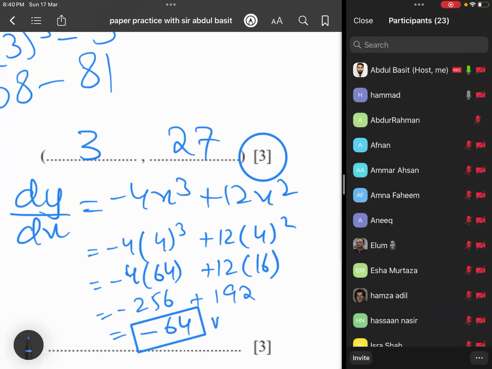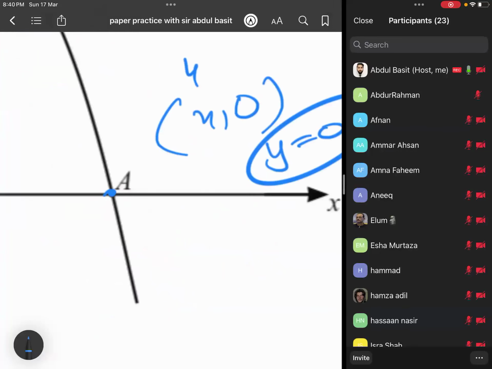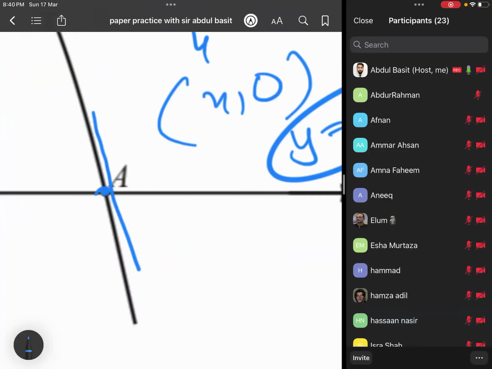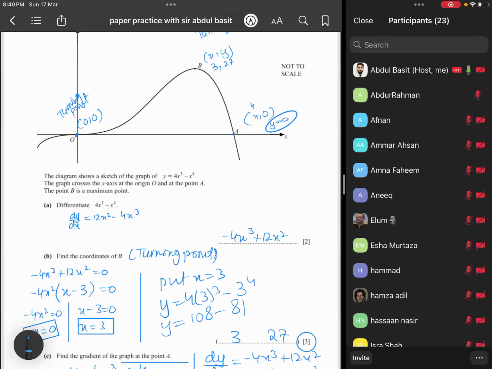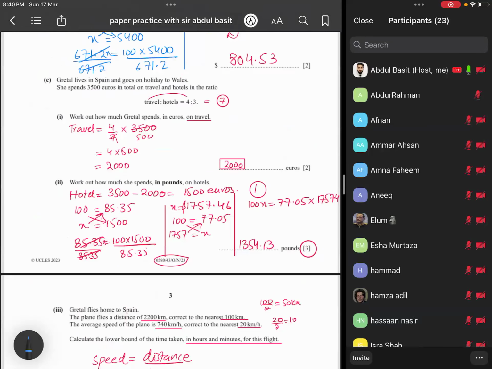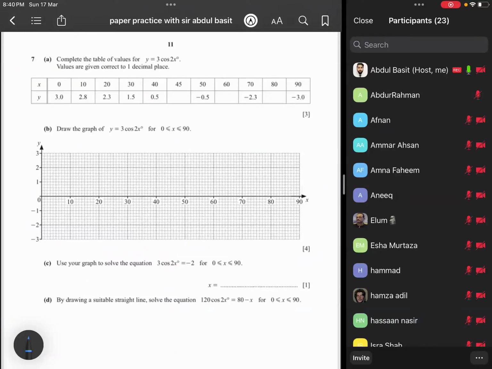Negative 64 is the gradient. Yes or no? Yes, sir. अगर देखो पॉइंट ए पे अगर मैं कोई टेंजेंट लगाऊं तो देखो नेगेटिव ग्रेडियंट आएगा. यस और नो? जी सर बिल्कुल. तो आंसर नेगेटिव आया है तो उसने हमें शो कर दिया है. करेक्ट? ओके सर. ओके, ये क्वेश्चन देखो बस लास्ट क्वेश्चन फॉर टुडे.